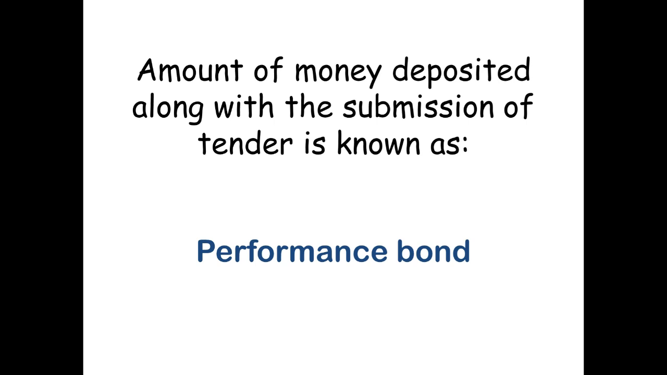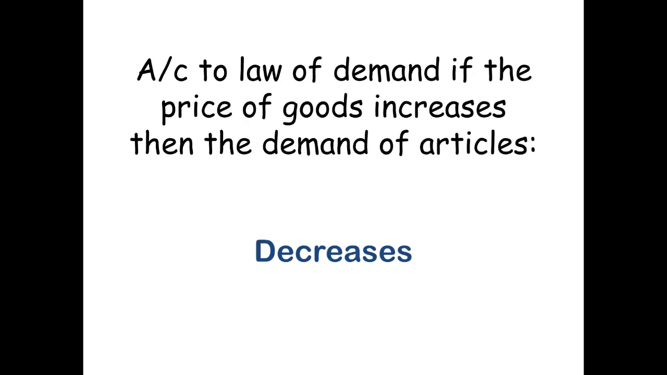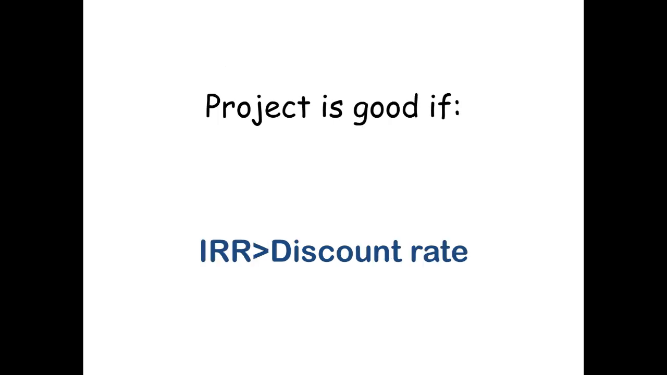Amount of money deposited along with the submission of tender is known as performance bond. In project selection, minimum benefit cost ratio should be equal to 1. According to law of demand, if the price of goods increases, then the demand of articles decreases. Project is good if internal rate of return is greater than discount rate.